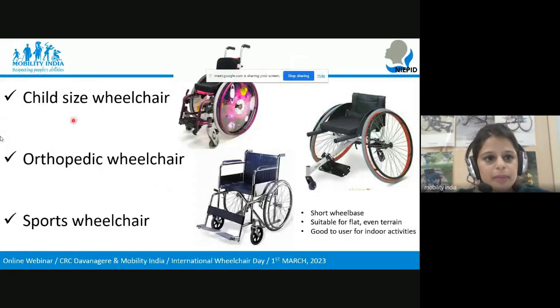There is also a child size wheelchair, best suitable for children. Orthopedic wheelchair, you all might have seen this commonly used in the hospital setup, with the short wheelbase, as we have already mentioned. Short wheelbase is best suitable for indoor activities, for moving on even surfaces. Sports wheelchair, a much stable and active wheelchair, is prescribed for sports activities.